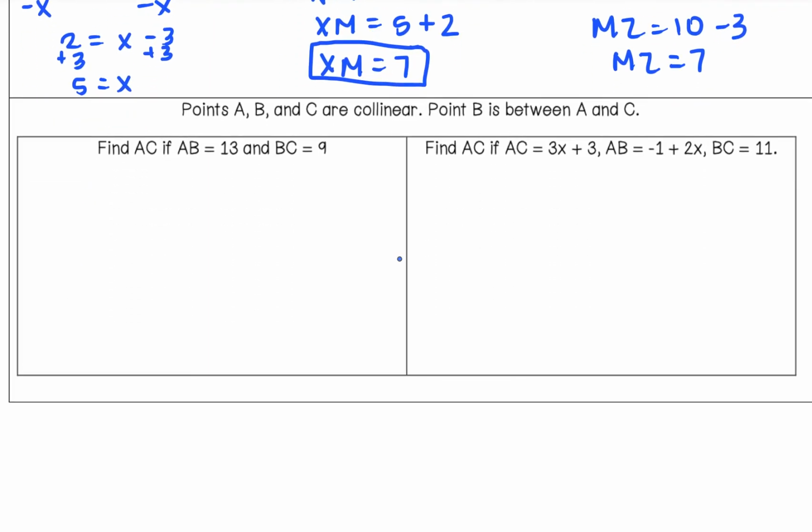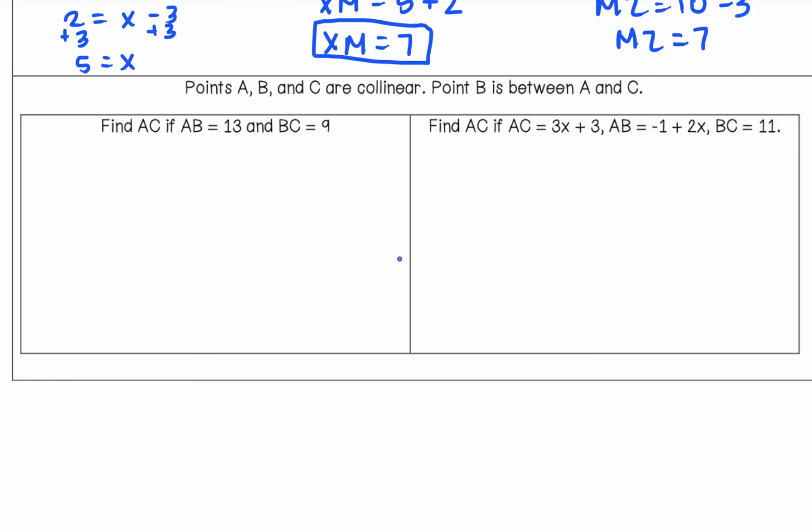In the last 2 examples, it's going to be very helpful to draw a picture for yourself. They're telling us in the given statement that points A, B, and C are collinear. Point B will be between point A and C. So I'm going to start by just drawing a diagram for us. We have point A, point B, and point C. Now I'm not drawing this to scale, so it might look like it's the midpoint, but we're just going to use the values that are given to plug them in.